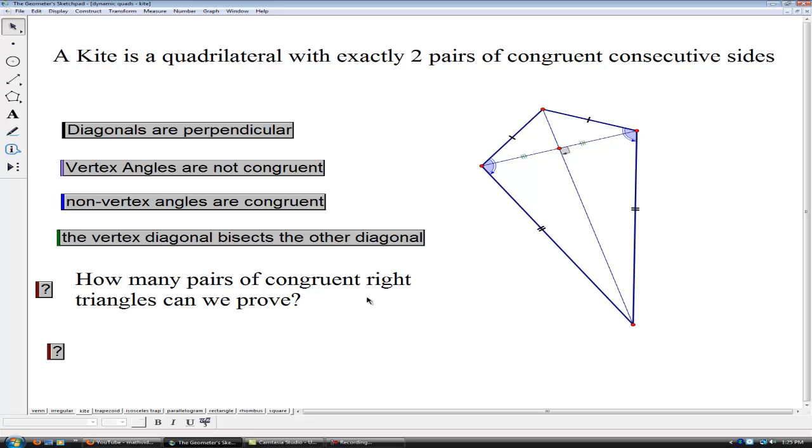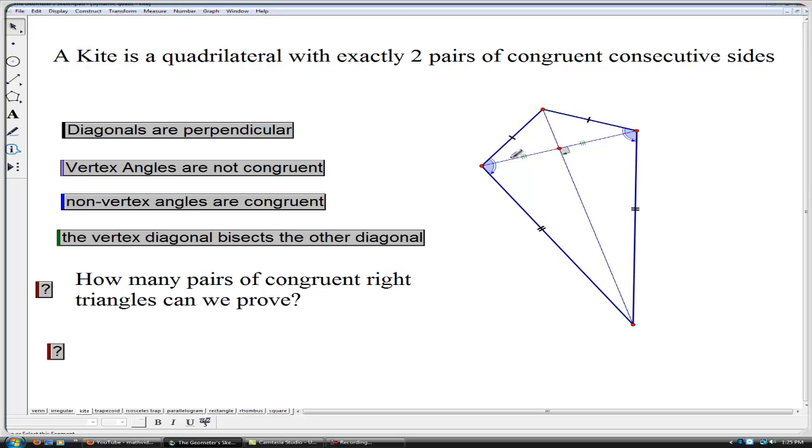So here are a couple questions about kites. If we look at the diagonals constructed in any kite, how many pairs of congruent right triangles can we prove? Well, we have all four of these are 90 degrees. So I do see 4 right triangles. Because of our congruence marks, this is a hypotenuse, leg. So we can say these 2 right triangles are congruent. And by the same triangle congruence shortcut of hypotenuse, leg, we can also say that these 2 right triangles are congruent.